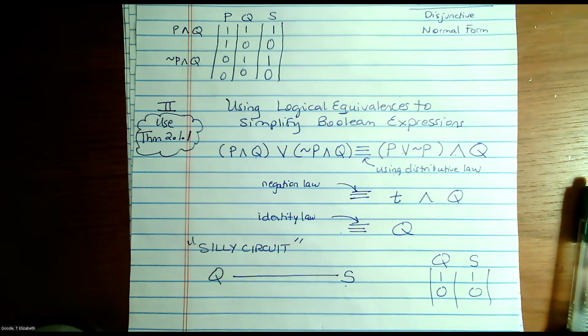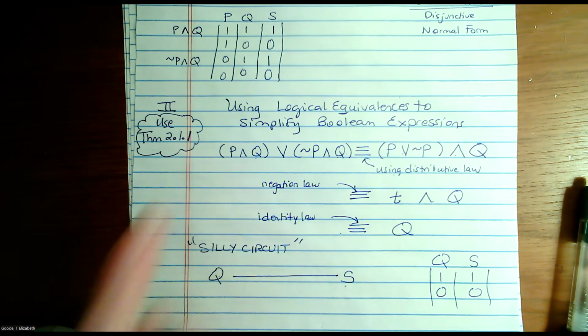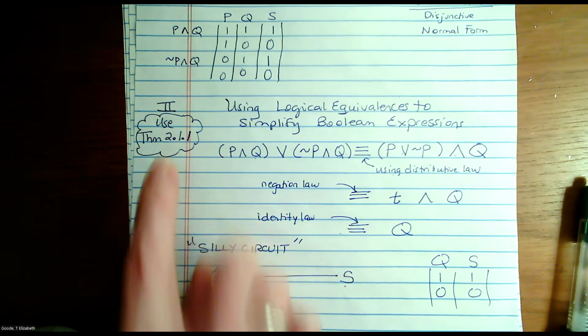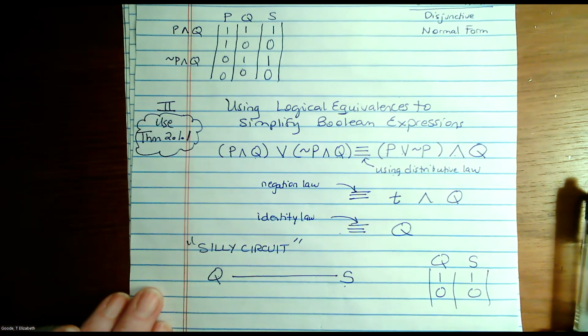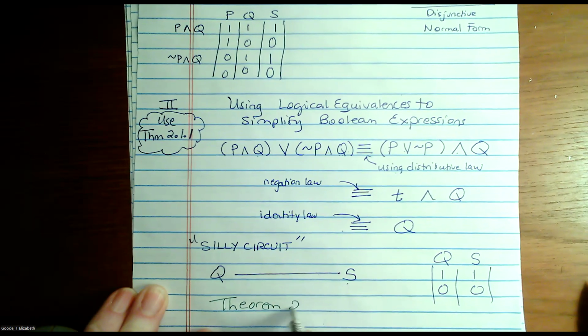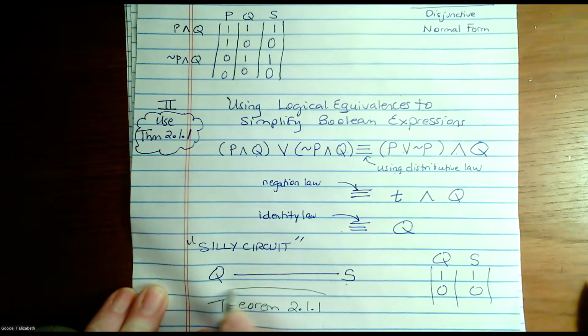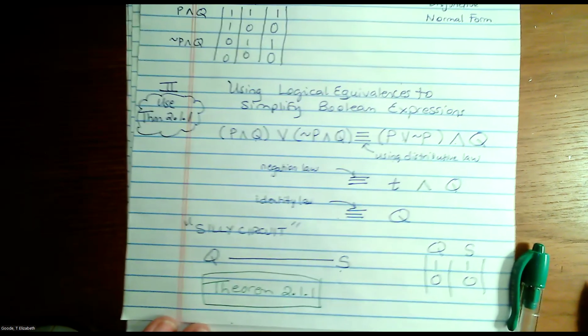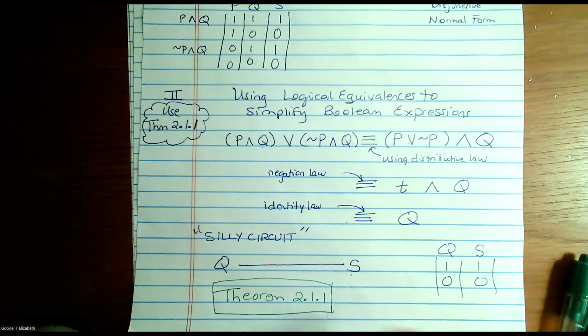It's Theorem 2.1.1. Yeah, it's in chapter 2.1. If you just search theorem 2.1.1, there's a prompt to that theorem with a link in the WebAssign. It says use the 2.1.1 theorem. It's got all those logical equivalences that we were just looking at.